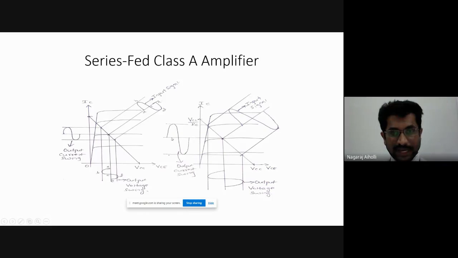Now this peak to peak is twice the VCE peak. If you want only half, that is VCE peak, that is nothing but peak to peak divided by 2. I want only half portion, so that is the peak value. So if I want only the peak value, or the maximum value, that is peak to peak divided by 2. Correct?